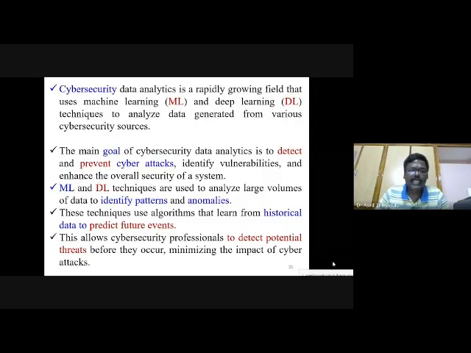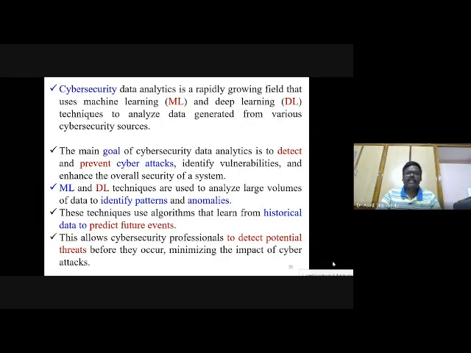So today's topic is very, very important. Cyber security data analytics is rapidly growing. It is an emerging field right now in industry. That's why we are using machine learning and deep learning to analyze the data generated from various cyber security sources. Wherever data is present, there is a cyber security issue present. That's why machine learning and deep learning play a vital role in implementing cyber security applications.